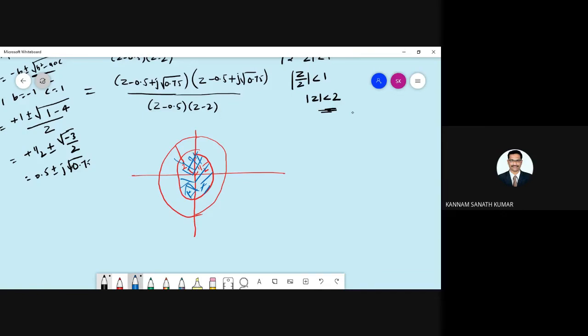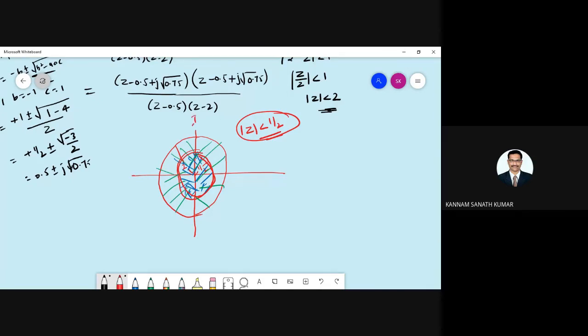And one more thing is mod z is less than 2. So mod z is less than 2 means this one. Okay, mod z is less than 2. So what is the common ROC? So you can write this as the common ROC. Okay, what is this one? Mod z is less than 1 by 2 is the common ROC. Understood?